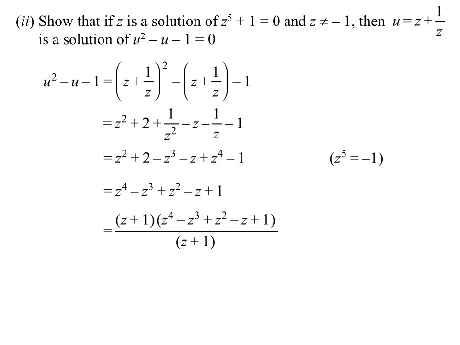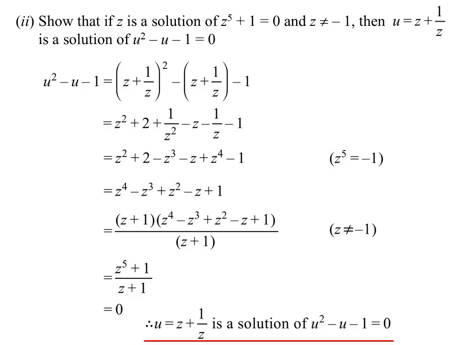If I multiply top and bottom by Z plus 1, which I can do, Z doesn't equal negative 1, so I'm not putting 0 on the bottom of the fraction, that's fine. But then the top becomes Z to the power of 5 plus 1, and Z is a solution of Z to the power of 5 plus 1 equals 0, therefore that equals 0. So what we now know is that U equals Z plus 1 on Z would be a solution of U squared minus U minus 1 equals 0.